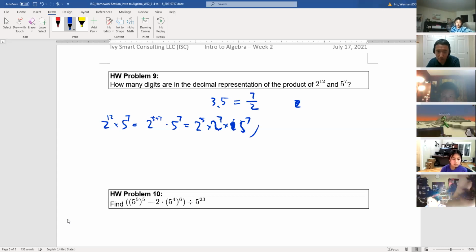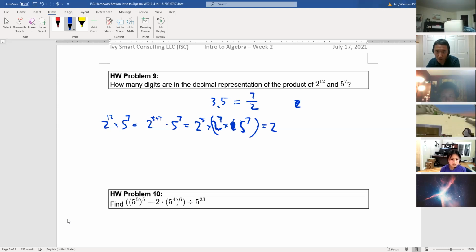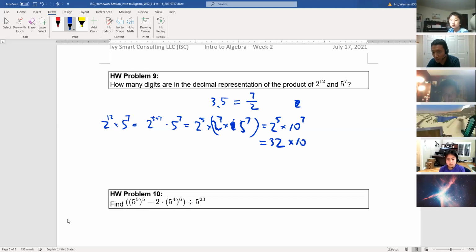And then by the associative property, we can combine these two together. So we have 2 to the 5th, and now we have 10 to the 7th power. And we just talked about 2 to the 5th. That's 32, times 10 to the 7th power.